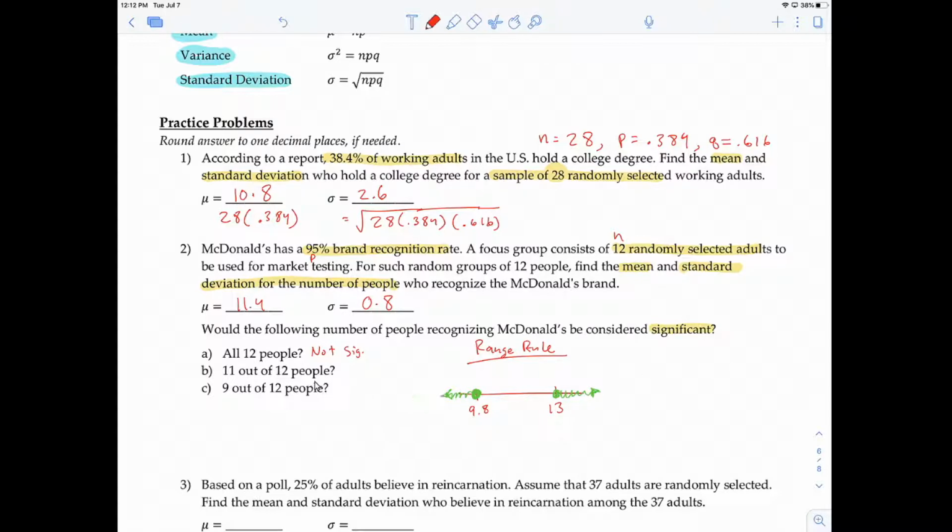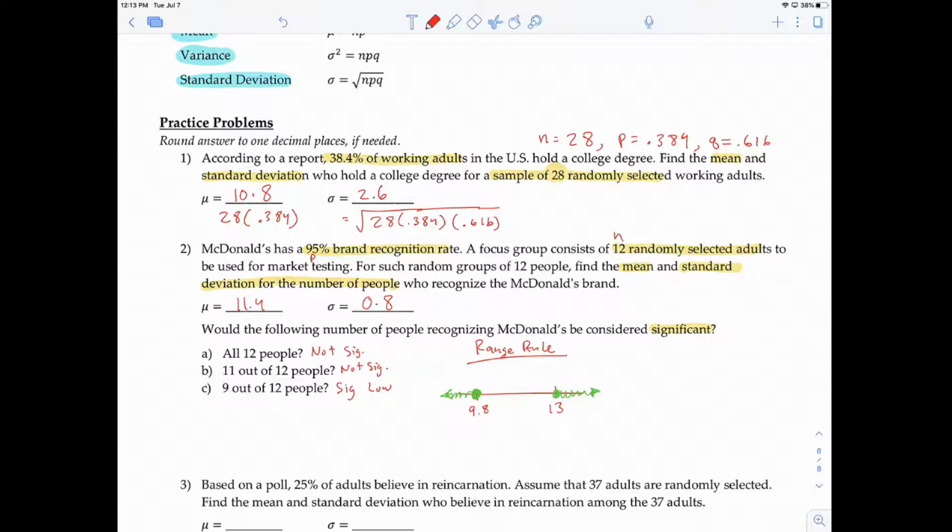What about 11 out of 12 people? Well, let's see. 11 is less than the expected value, which is 11.4, but is it significantly low? No, it's not. So we know that it's also not significant. What about 9 people? So let's see. 9.8 is the cutoff point for significantly low, and anything 9.8 and below would be significantly low. So 9 is to the left of that. It's in that range. So we know that that's significantly low. All right, so that's using the range rule of thumb.